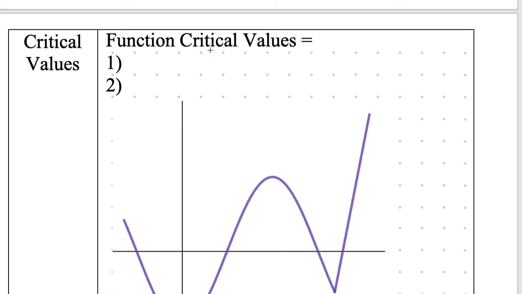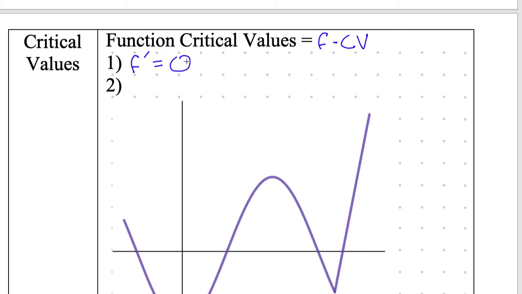Function critical values is the full name for this. The way that I abbreviate this is lowercase f, capital C, capital V, FCV. So you're looking for CVs. You're looking for critical values of the function. And the definition of that, well, you have two possibilities. Possibility 1. Do you remember this arrow? f prime is equal to 0. That's half of the cases.